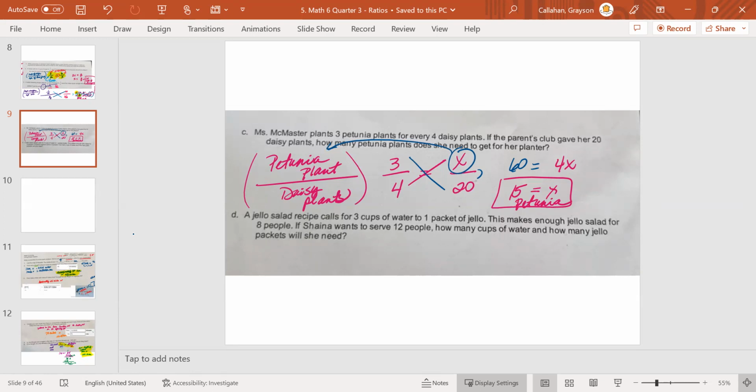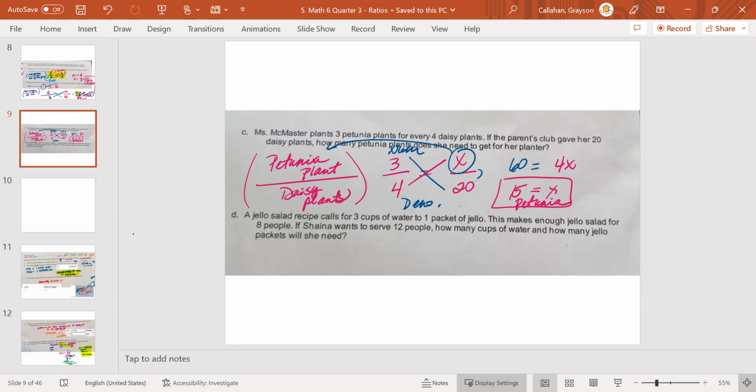No. The numerator is always going to be petunias. It doesn't matter what this is. Once you cross multiply, you mix the top and bottom together. It's always the numerator is petunia, the denominator is daisy. Okay? Don't mix it up together.